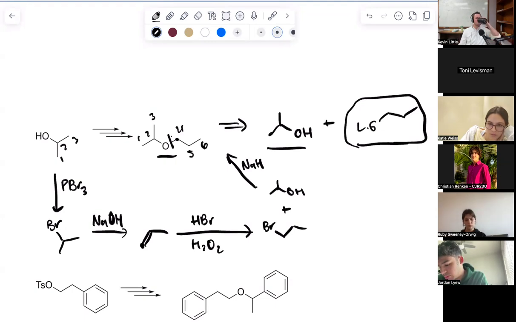I keep not drawing the part where you cut it in half. And then I used PBr3, but I put the leaving group on the wrong spot because I didn't do that first part. That makes sense. Okay, yeah, it's important.